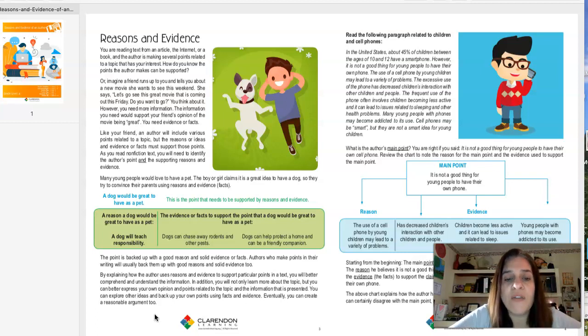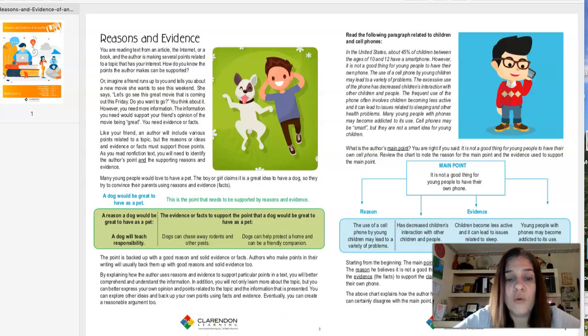By explaining how the author uses reasons and evidence to support particular points in a text, you will better comprehend and understand the information. In addition, you will not only learn more about the topic, but you can better express your own opinion and points related to the topic and the information that's presented. You can explore other ideas and back up your own points using facts and evidence. Eventually, you can create a reasonable argument too.